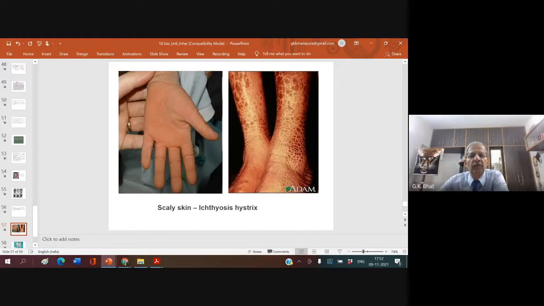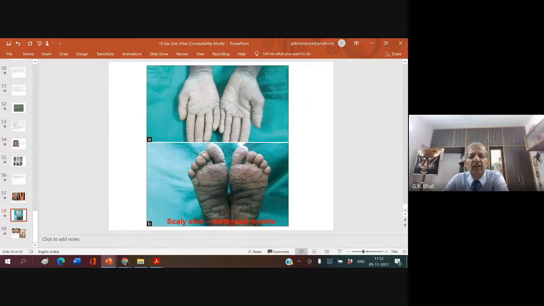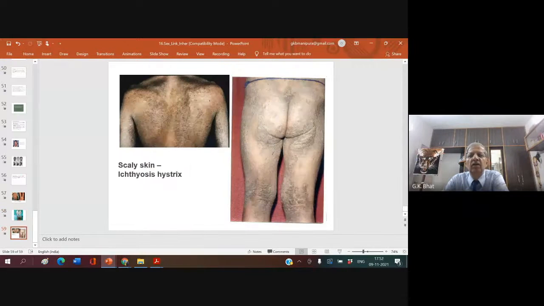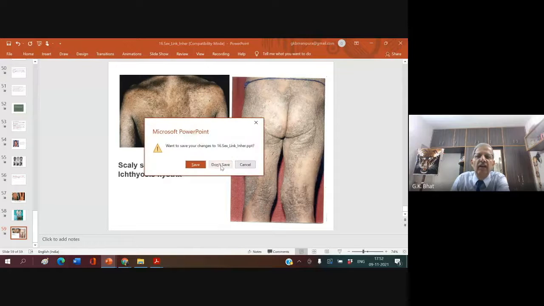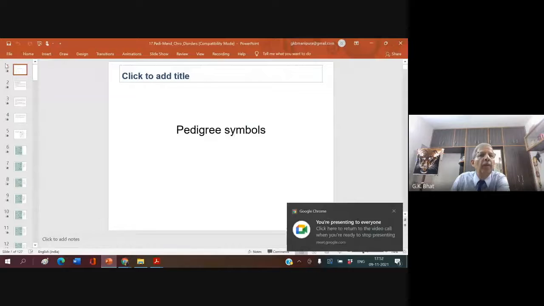Okay, look here. This is scaly skin. Ichthyosis. And this is the scaly skin. Are you seeing these pictures? So that is about sex-linked inheritance. Now let us move to the next topic: pedigree symbols and pedigree analysis. Are you seeing this slide?